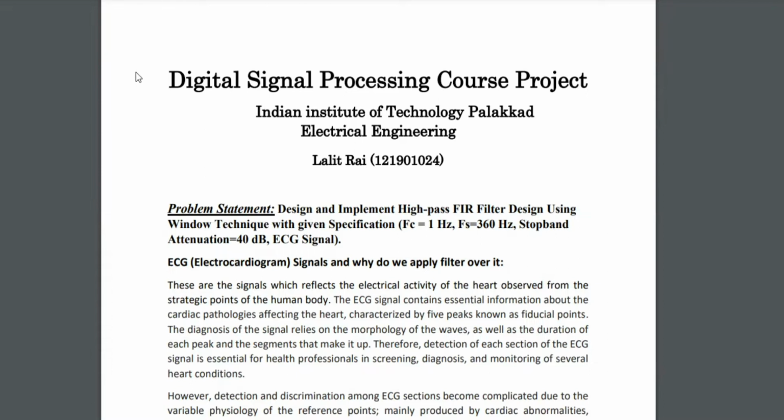Today I am presenting my digital signal processing course project, in which I have to design and implement a high pass FIR filter using the window technique with the given specification: cutoff frequency of 1 Hz, sampling rate of 360 Hz, stopband attenuation of 40 dB, and an ECG signal.